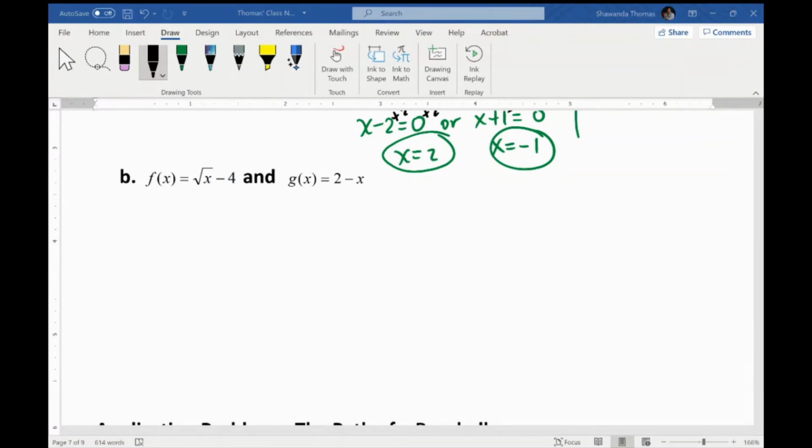You're right. Square root of x minus 4 equals 2 minus x. I need room for this one. Square root of x minus 4 equals 2 minus x. This is called a radical equation.